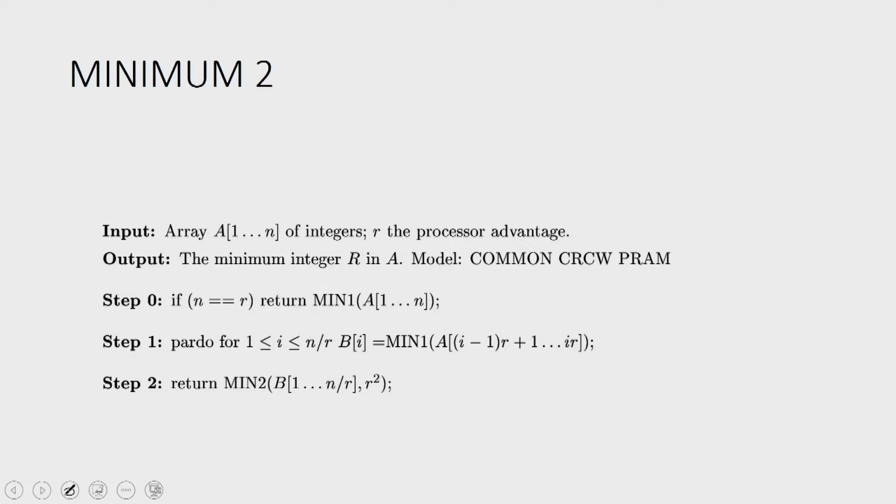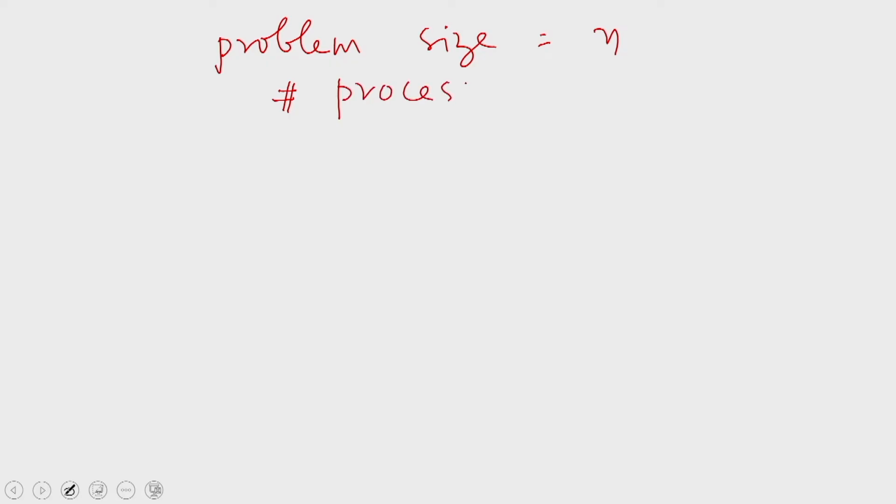Why is the processor advantage r squared now? Initially, we had a problem size of n, the number of processors nr, which means the processor advantage is r.